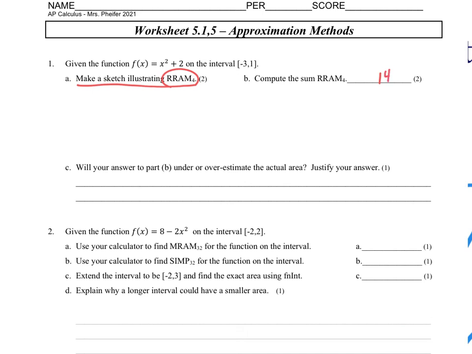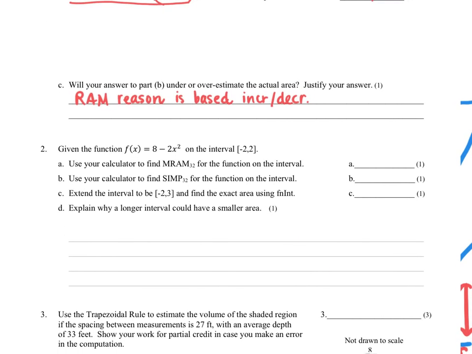The over or under estimate, a RAM reason, must only be based on increasing or decreasing. So you've got to tell me if it's an increasing function, it means this. If it's a decreasing function, it means this. It doesn't have anything to do with concavity. Some of you got confused on that. That would be for a trap question. A trap question has to reference concavity, but a RAM reason is based on whether the majority of the interval is increasing or decreasing.